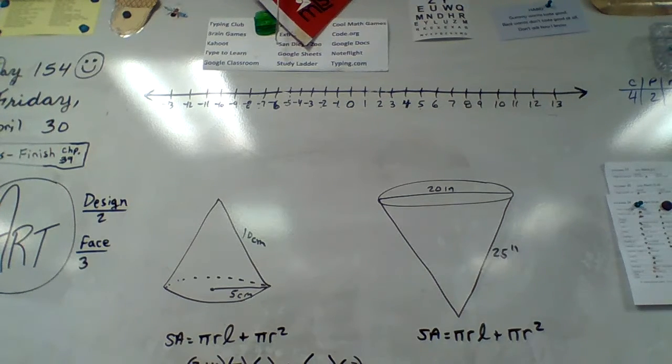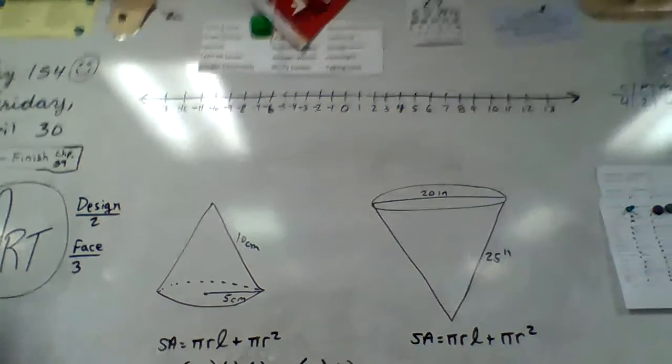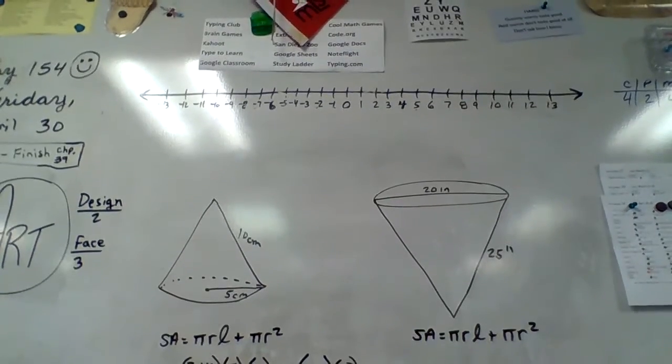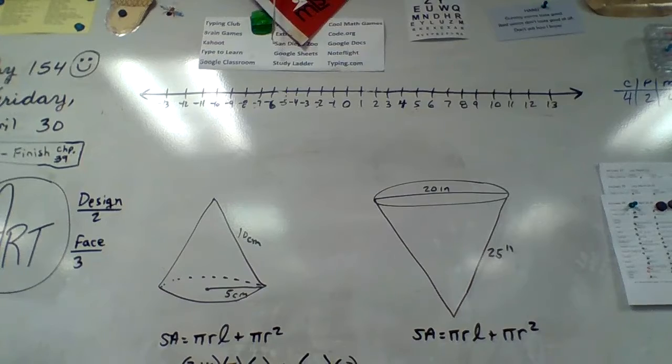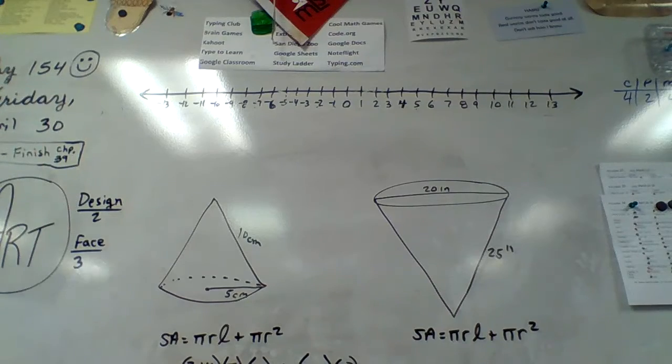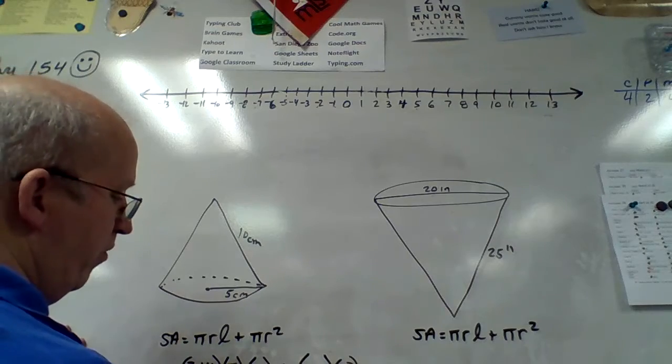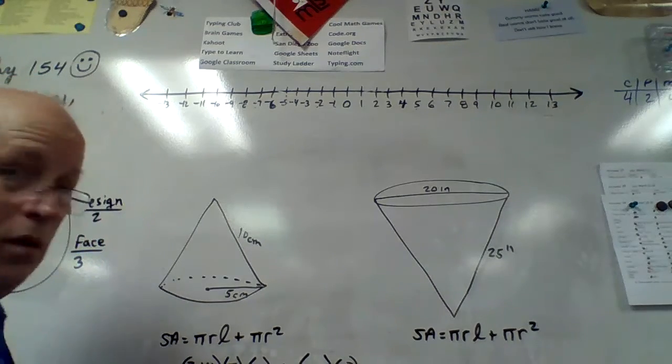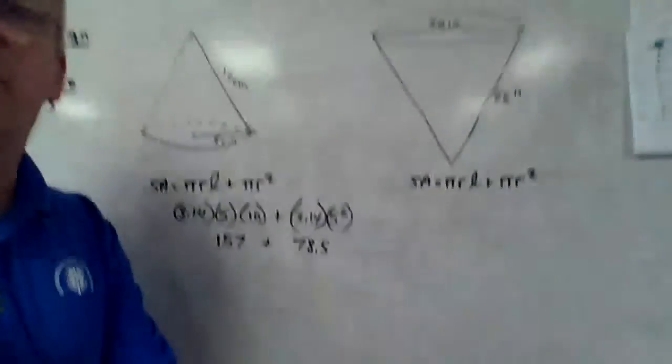So let's start off with 3.14 times 5 times 10. I get 157. And we're going to take 3.14 times 5 squared. Now 5 squared is just basically 25, and I get 78.5. If I add those two numbers together, am I off? Of course I'm off the screen.